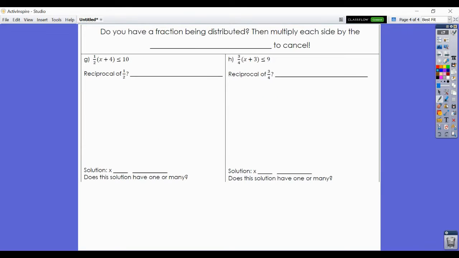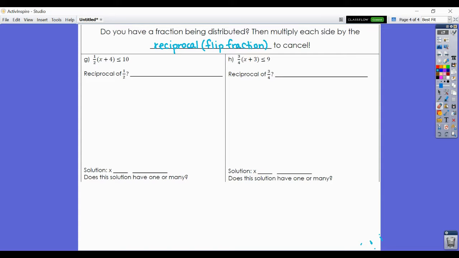The last case is sometimes we do have fractions and they're being distributed. This means we'll then multiply each side by the reciprocal. So we will flip the fraction. That way we're able to get rid of it and cancel it on the side it's being distributed. So let's talk about the reciprocal of 1/2 here, because the 1/2 is indeed the number being distributed in front of parentheses. Well, that would be 2 over 1.